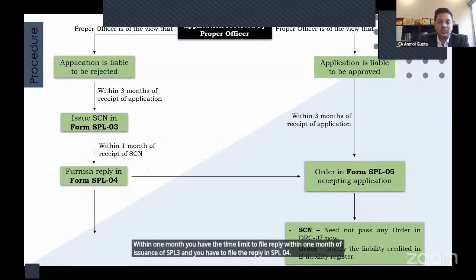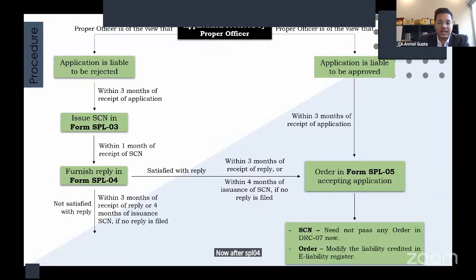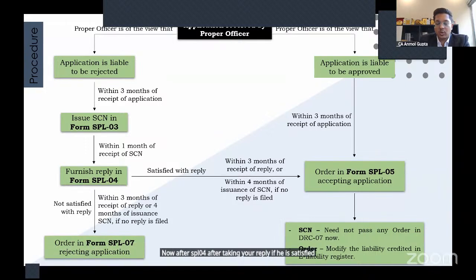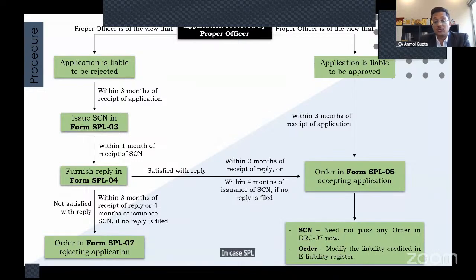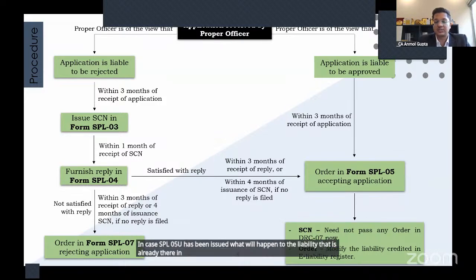Now, after SPL 04, after taking your reply, if he is satisfied that your reply is proper, he will again pass the order in SPL 05 accepting your application, or if he is not satisfied with your reply, in that case he has to pass the rejection order in SPL 07. In case SPL 05 has been issued, what will happen to the liability that is already there in my e-liability register in cases of order?